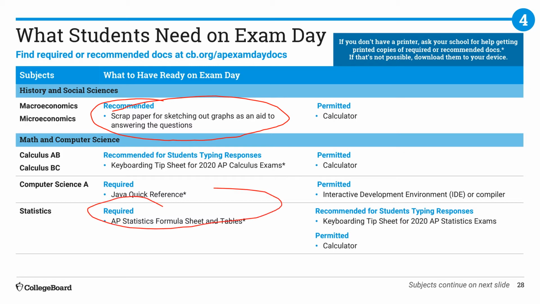For stats, you'll get the formula sheet. I've already attached it to the Google Classroom. I'll send it to you guys again. It's going to have the formulas. It's going to have table A, table B, table C. You don't have to worry about table C, it's the chi-square. So table A, table B. But you should be ready to do it.